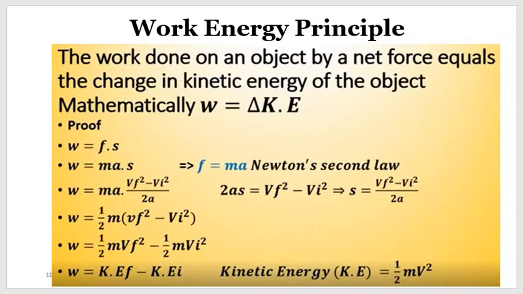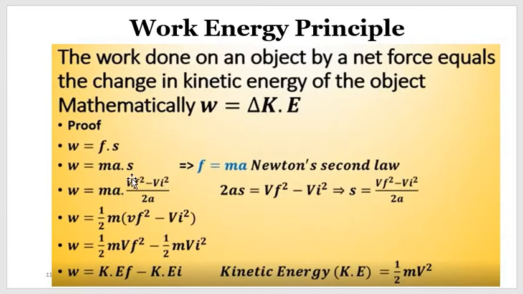Okay, and from the definition we know that the work done on an object by the net force is equal to the change in its kinetic energy, and mathematically we have expressed that as work done on the object is equal to delta K. And from the definition of work we know that W is equal to force into displacement. And by Newton's second law, the force is defined mathematically as mass times its acceleration. So work can be written as mass into acceleration into the displacement.